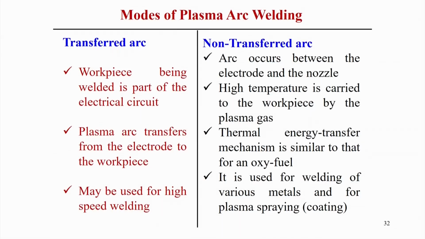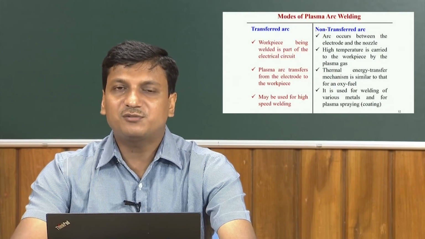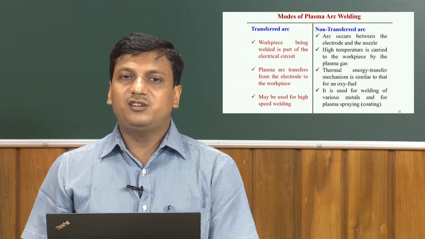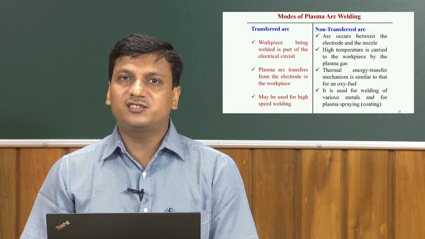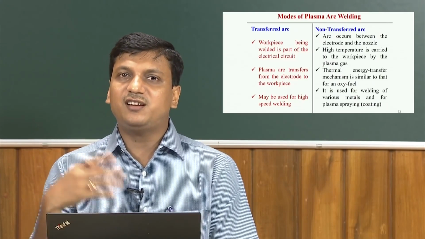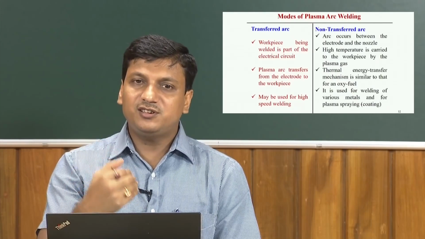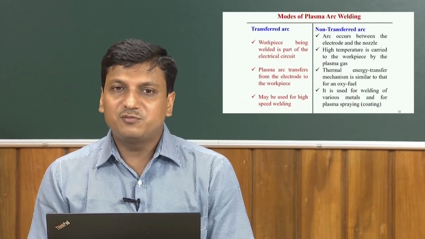It is a simple way of creating the arc between the workpiece and the electrode, but the arc can also be developed in another mode of plasma arc welding, that is called the non-transferred arc. So, in the non-transferred arc, the arc is created between the electrode and the nozzle. So, the nozzle becomes the part of the electrical circuit here to complete it, and that generates the heat. That heat creates the melting of the workpiece material.